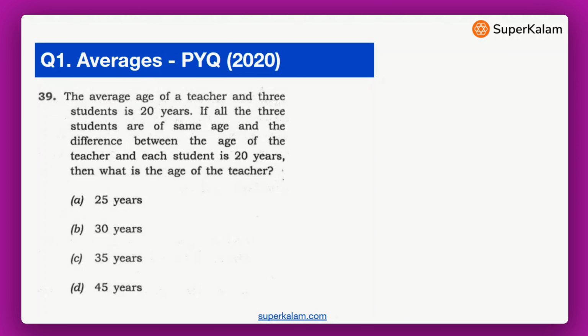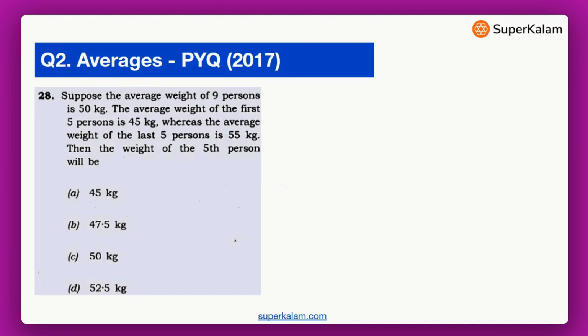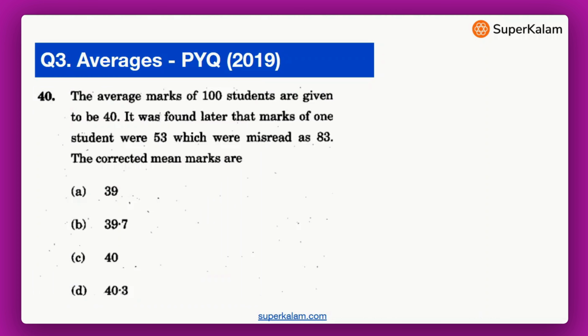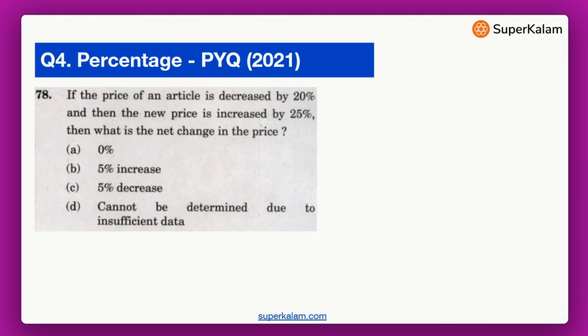This is about average. This is a fairly easy one if you have understood our previous questions. This is also quite easy. This is about averages. Again, an average question. The third question. Fourth question, this is similar to the one which we solved earlier. If the price of an article is decreased by 20% and then the new price is increased by 25%, then what is the net change in the price?